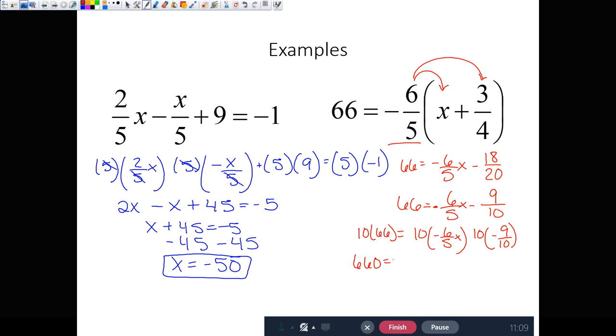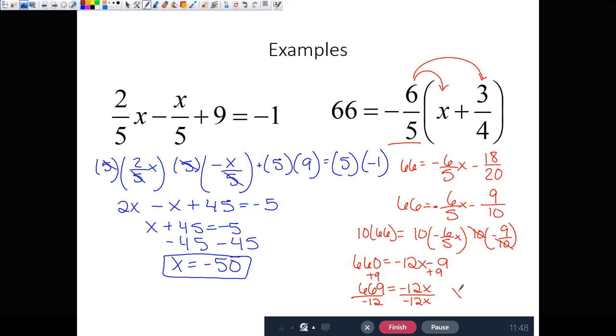Okay, here I don't have 10 and 10 on the bottom, so I can't just cross them out. So what's 10 divided by 5? 2. What's 2 times negative 6? Negative 12. So it'd be negative 12x. Okay, here I do have the same on top and bottom, so I can just eliminate, giving me negative 9. Now, I'm going to add 9 to both sides. So I get 669 equals negative 12x. Then I'm going to divide by negative 12.